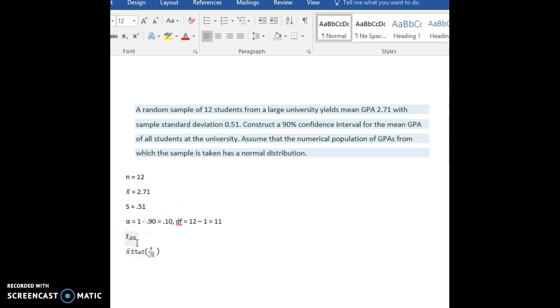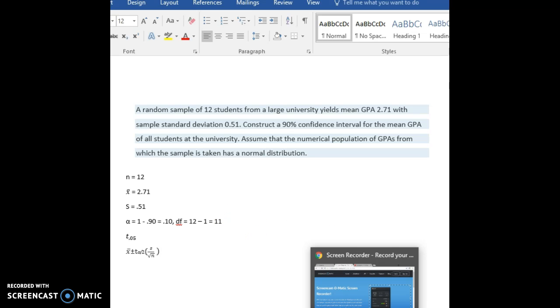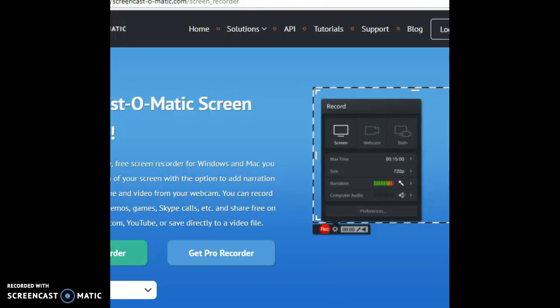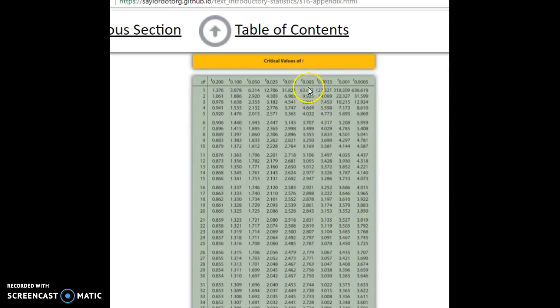So we're looking on the chart for the t value of 0.05 with a degree of freedom of 11. All right, so let's pull up our chart. All right, so here's t, 0.05. Degrees of freedom of 11 takes us here, 1.796.